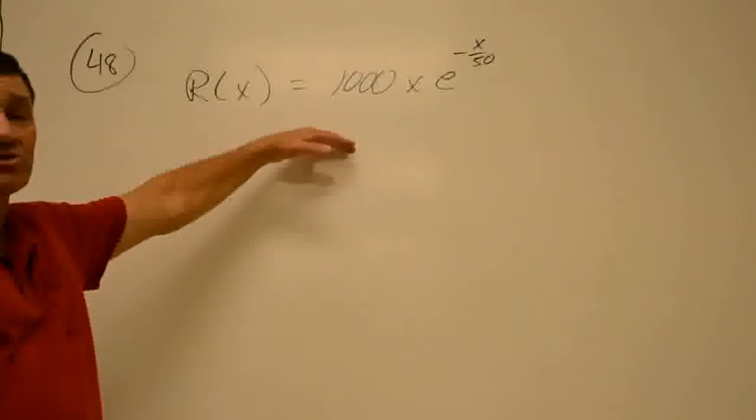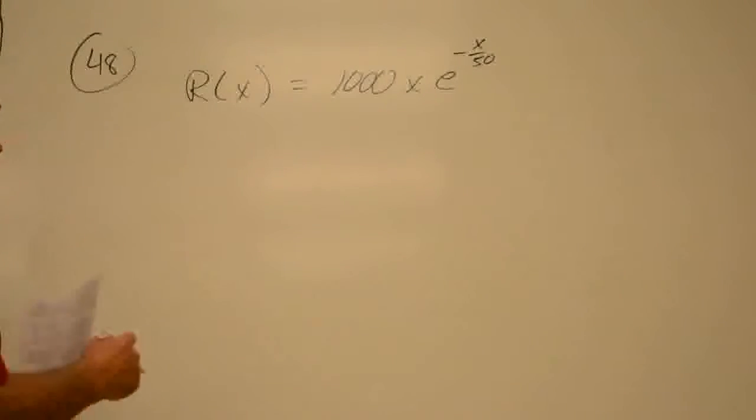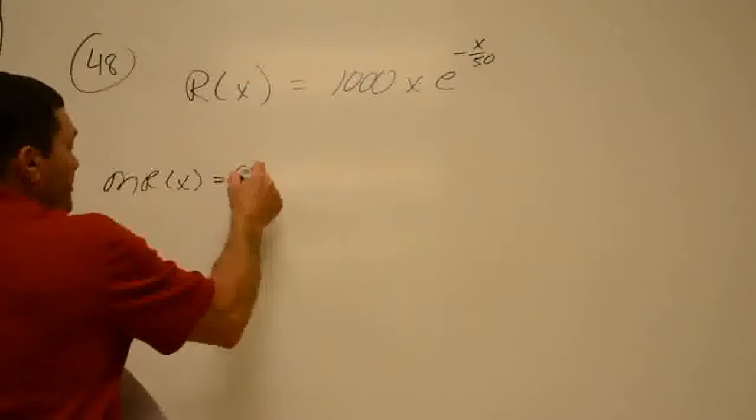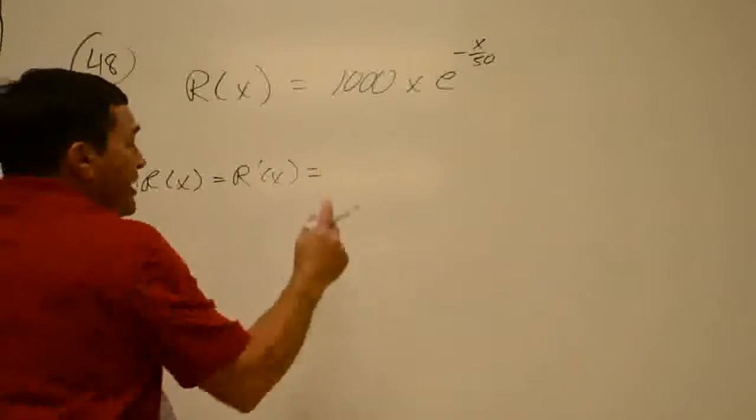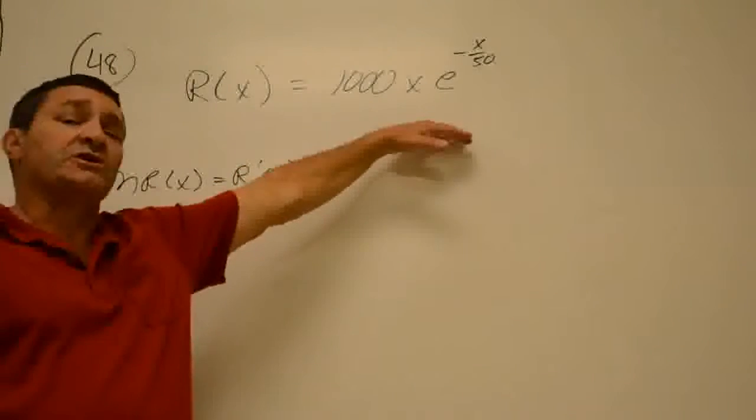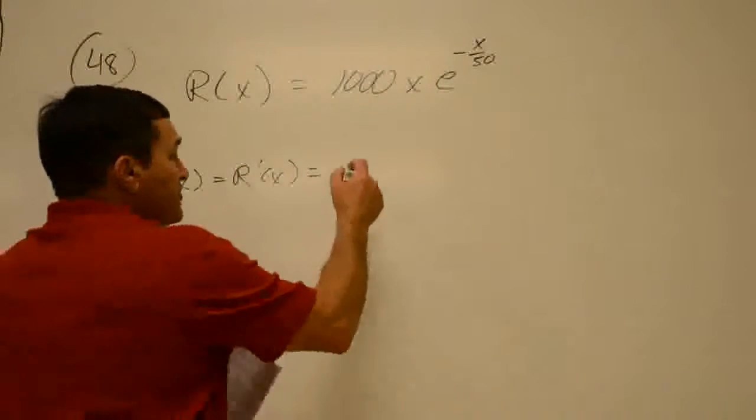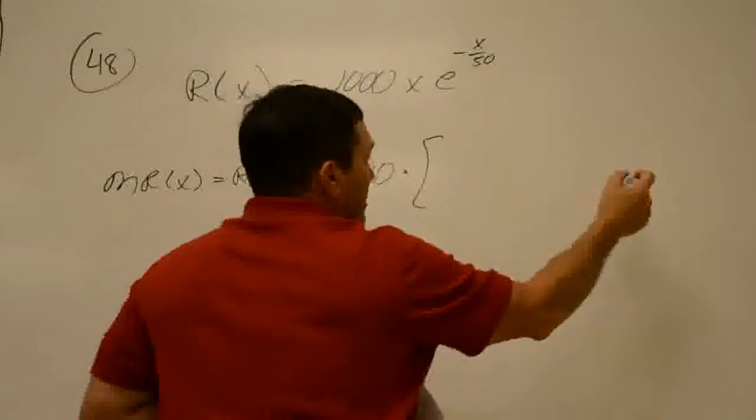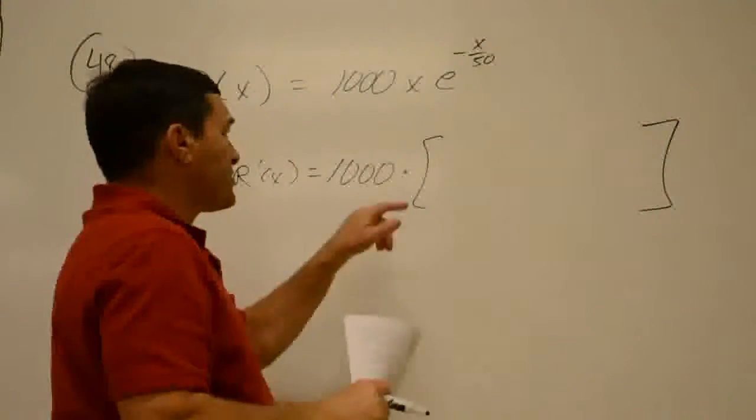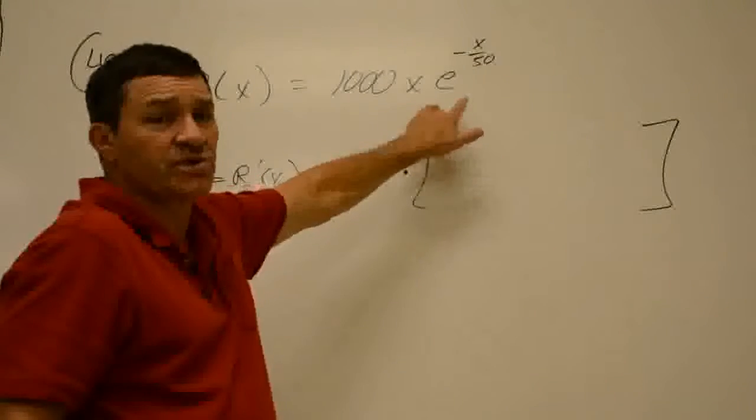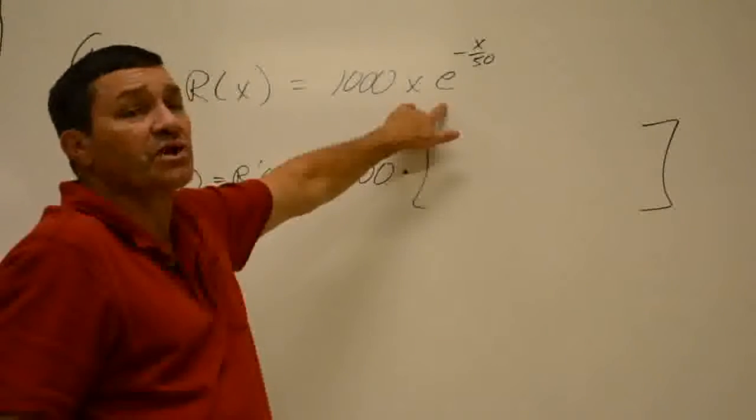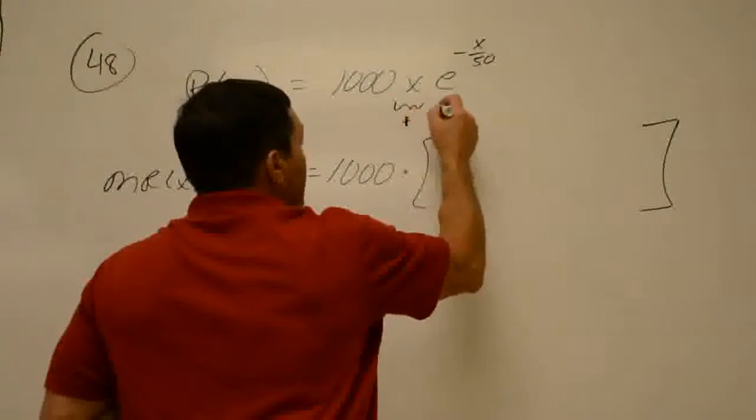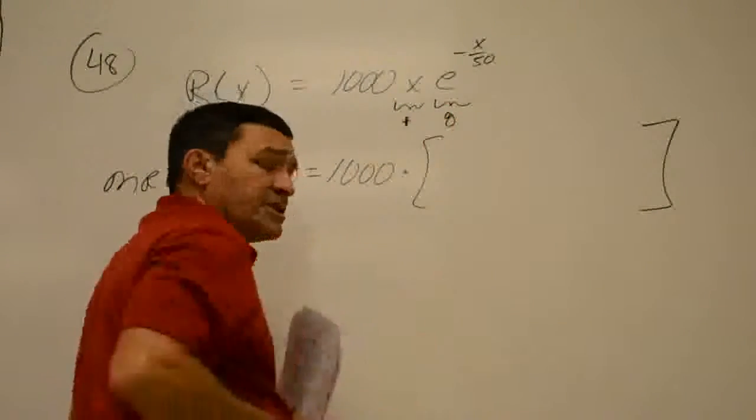We're asked to find the marginal revenue. Well, all that means is take the derivative of that. Your marginal revenue function is just the derivative of the revenue function. Now, what do you see when you look at this function? And here's what I see. First of all, I see a constant, 1,000. And then it's going to be 1,000 times whatever the derivative of this function is. Well, when I look at that function, what I see is a product of two functions. I see this is f, this is g, and so I'm going to use the product rule.